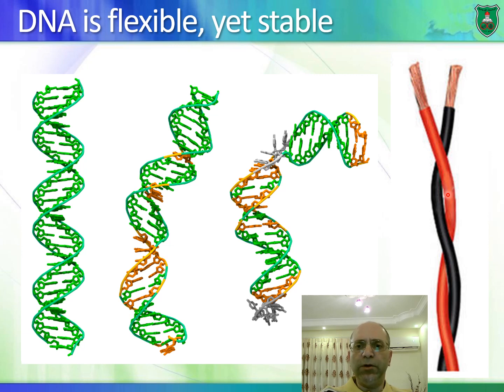It's a strong structure, just like DNA. But it's flexible just like an electric wire. It can be bent, and this is an important characteristic in DNA. This is how it is packed in the nucleus of every cell in our body. This is how it interacts with proteins as well, because it's flexible, it can be bent.